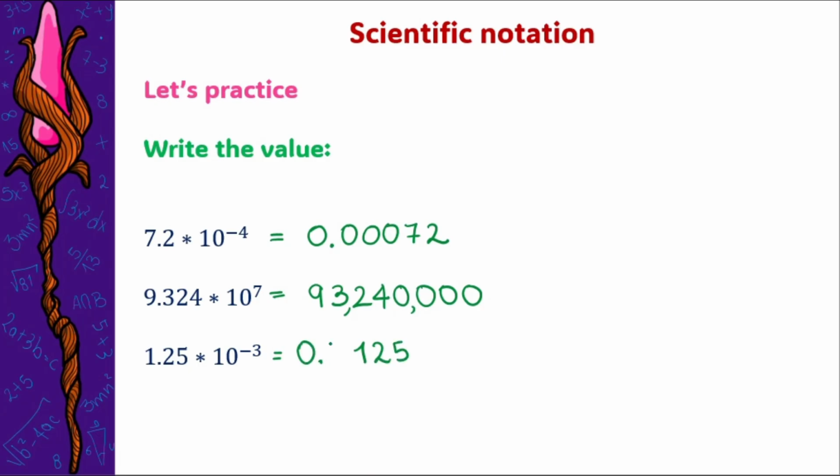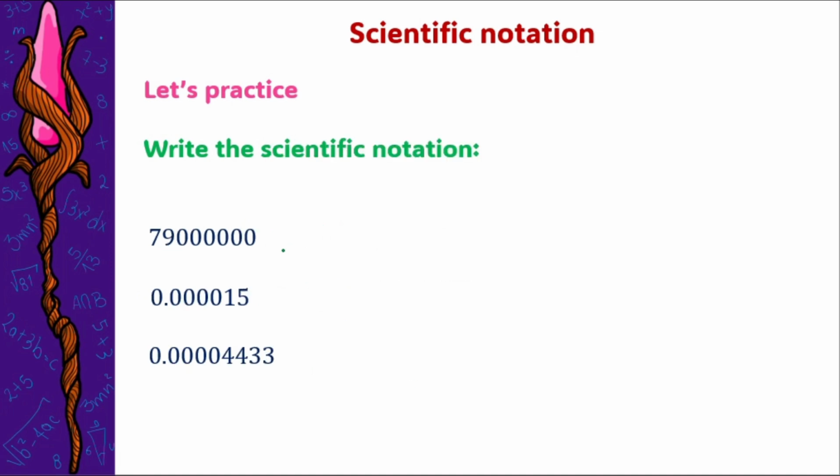In this one, we need to move it to the left. So 0.001. Notice that since I have to move it 3 places, then I should put 2 extra zeros after the decimal point. So 0.00125.